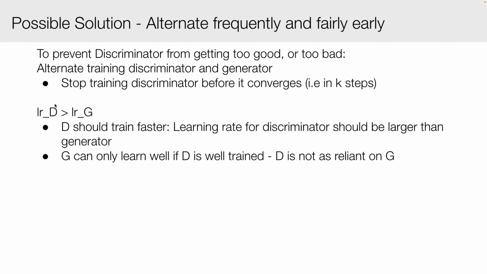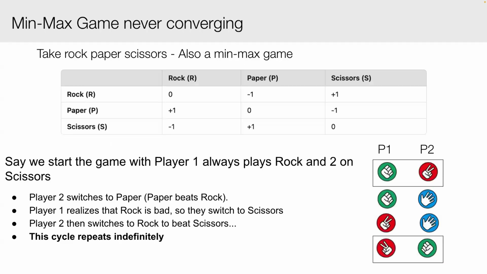So for that reason, we usually have the learning rate of the discriminator higher than that of the generator, right? So the discriminator is always a little bit better at classifying than the generator is at generating images. But we don't want it to get too good and overfit to the data set. Does that distinction make sense? Okay, so that was a pretty easy to address problem.